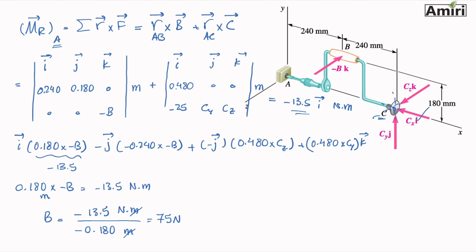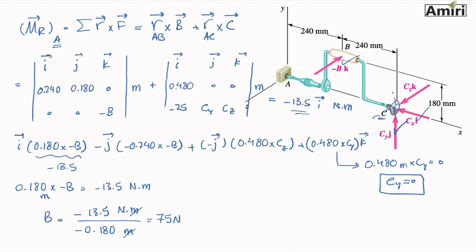I had Cx before. I have B. I still have 2 more. So let's do the K because it's 0. There's no K in my final answer, so this should be 0. So 480 meters Cy equals 0. So that means Cy is 0.